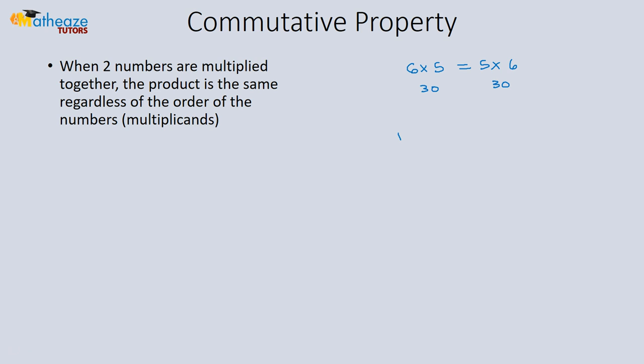Now we have 12 times 8 is the same as 8 times 12. We can see that this is definitely true. So that's the commutative property. It simply means that the order of the numbers in the multiplication does not really matter.